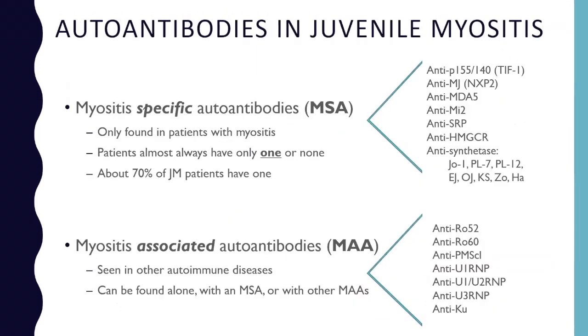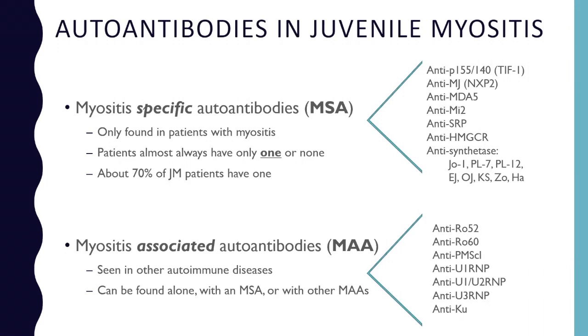And there are a lot of different autoantibodies that we see in juvenile myositis, and they can be broken down into two types. So those that are specific to this disease, called myositis-specific autoantibodies, or MSAs. And these are autoantibodies that are only seen in patients with myositis, no other diseases. Patients almost always only have one or none, and they're present in about 70% of kids with myositis.